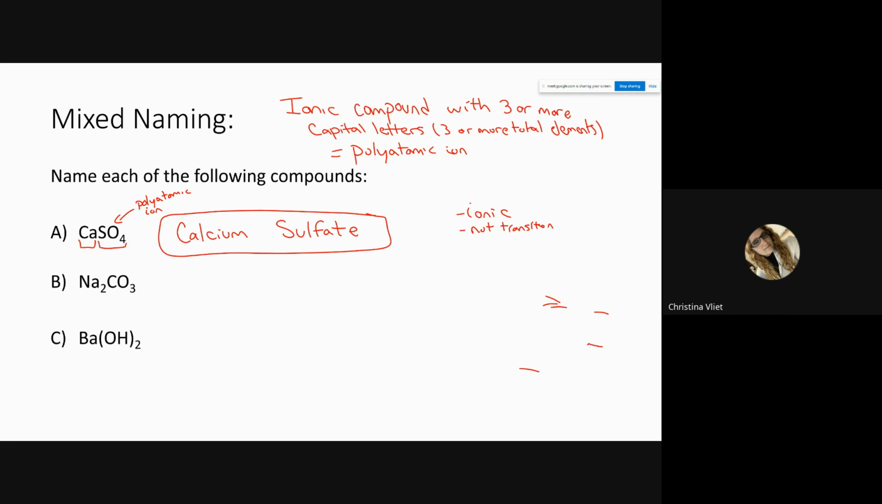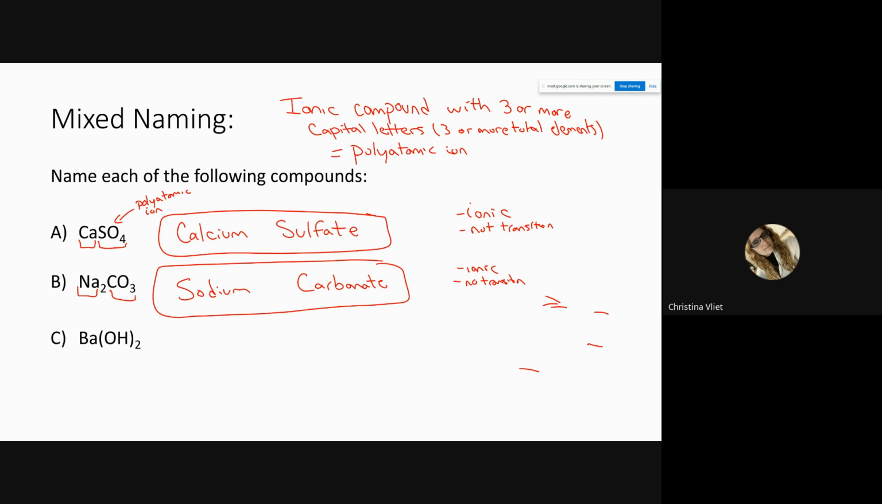Na2CO3, second one. Na is the metal, and then this other part would be the non-metal polyatomic ion. It's ionic again. There's no transition metal. So sodium, we just named sodium. And then CO3 you have to find, and it's carbon. Sodium carbon.